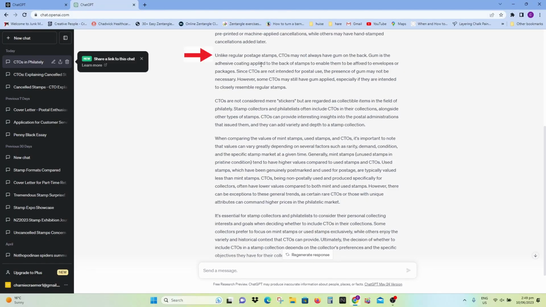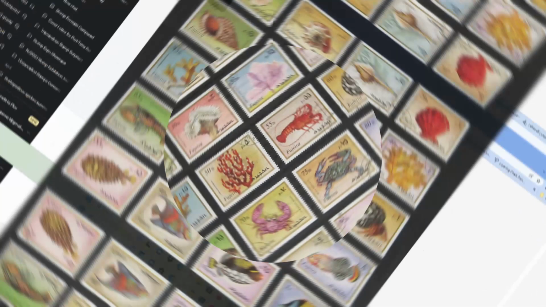Okay. Unlike regular postage stamps, CTOs may not always have gum on the back. Gum is the adhesive coating applied to the back of stamps to enable them to be affixed to envelopes or packages. Since CTOs are not intended for postal use, the presence of gum may not be necessary. However, some CTOs may still have gum applied, especially if they are intended to closely resemble regular stamps.